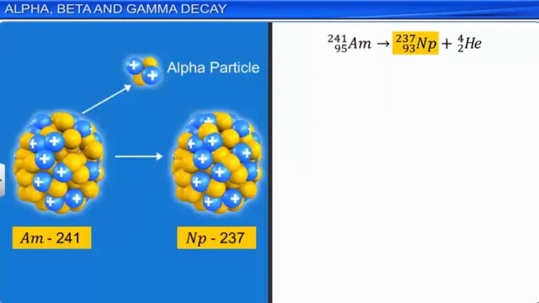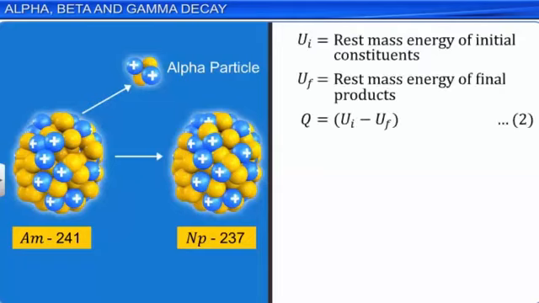The total mass of the decay products, that is neptunium-237 and helium-4, is less than that of the parent nucleus, americium-241. Hence, the total mass energy of the decay products is less than the mass energy of the original nuclide. Therefore, alpha decay is a spontaneous decay without the need of any external source. The difference between the rest mass energy of the initial constituents and that of the final products is called the Q value of the reaction.